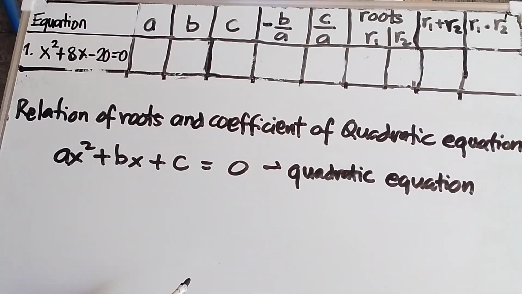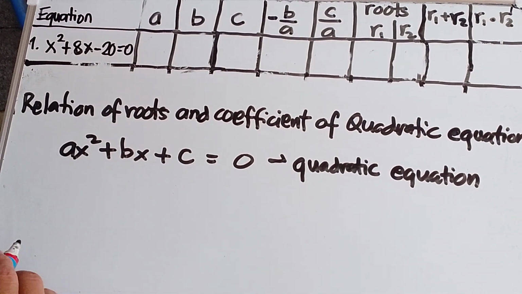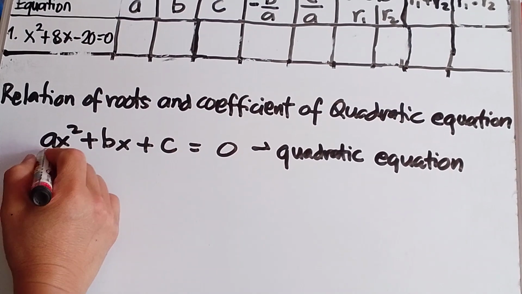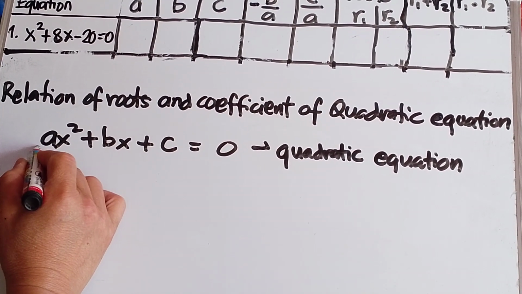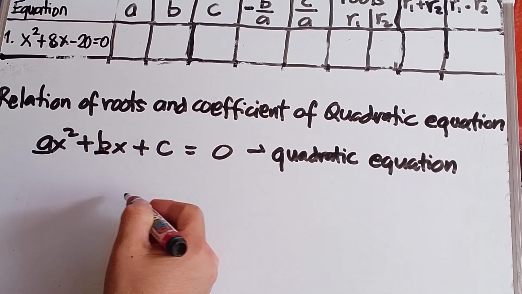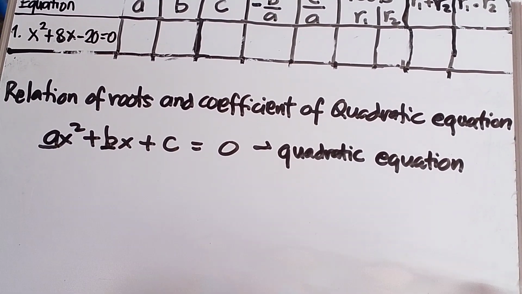So I have here the quadratic equation ax squared plus bx plus c equal to 0. Now the purpose today for having this topic is we need to get the coefficients of the quadratic equation. So we have a, b, and c. So look at number 1.